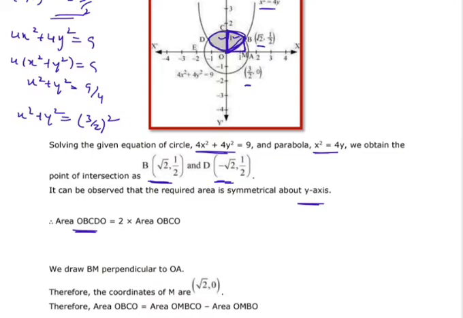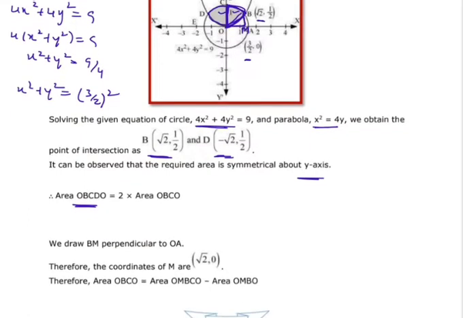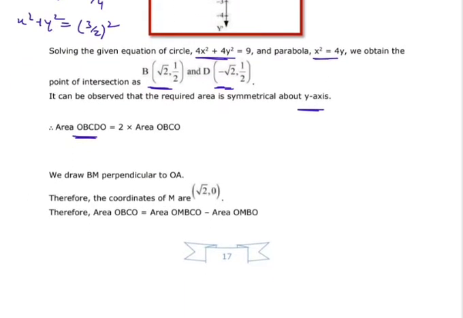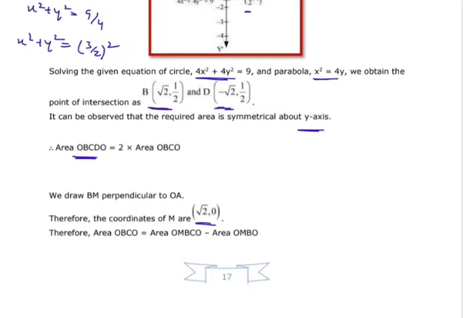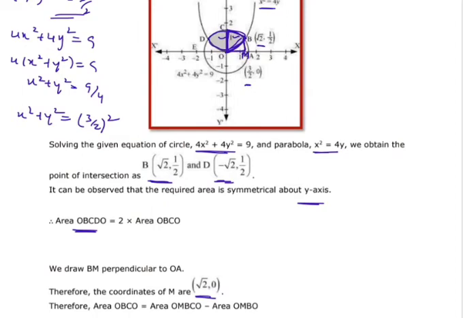So let's see, we draw PM perpendicular to OA. So we have taken M here, PM perpendicular to OA. Therefore the coordinates of M are root 2 comma 0, right? Already we have got the root 2 value. So the area OBCO is this much area. The circle is moving like this, so only this much area we are considering here.